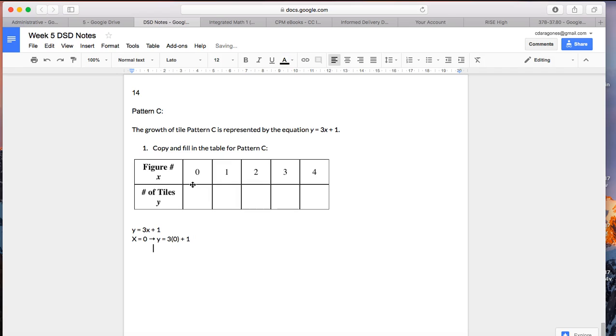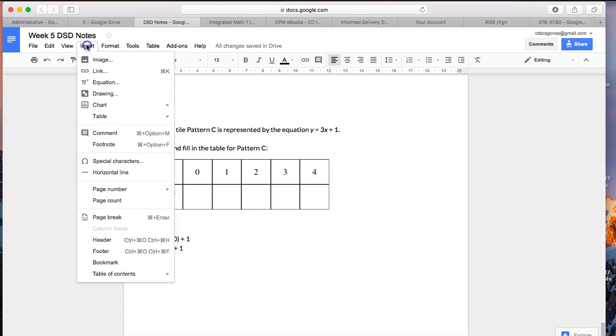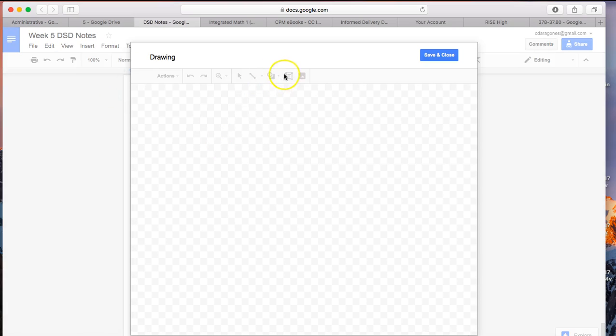3 times 0 is 0. So really y equals 0 plus 1. And 0 plus 1 is just 1. So when x equals 0, when the figure number is 0, you only have one tile. So I'm going to go ahead and write that in.